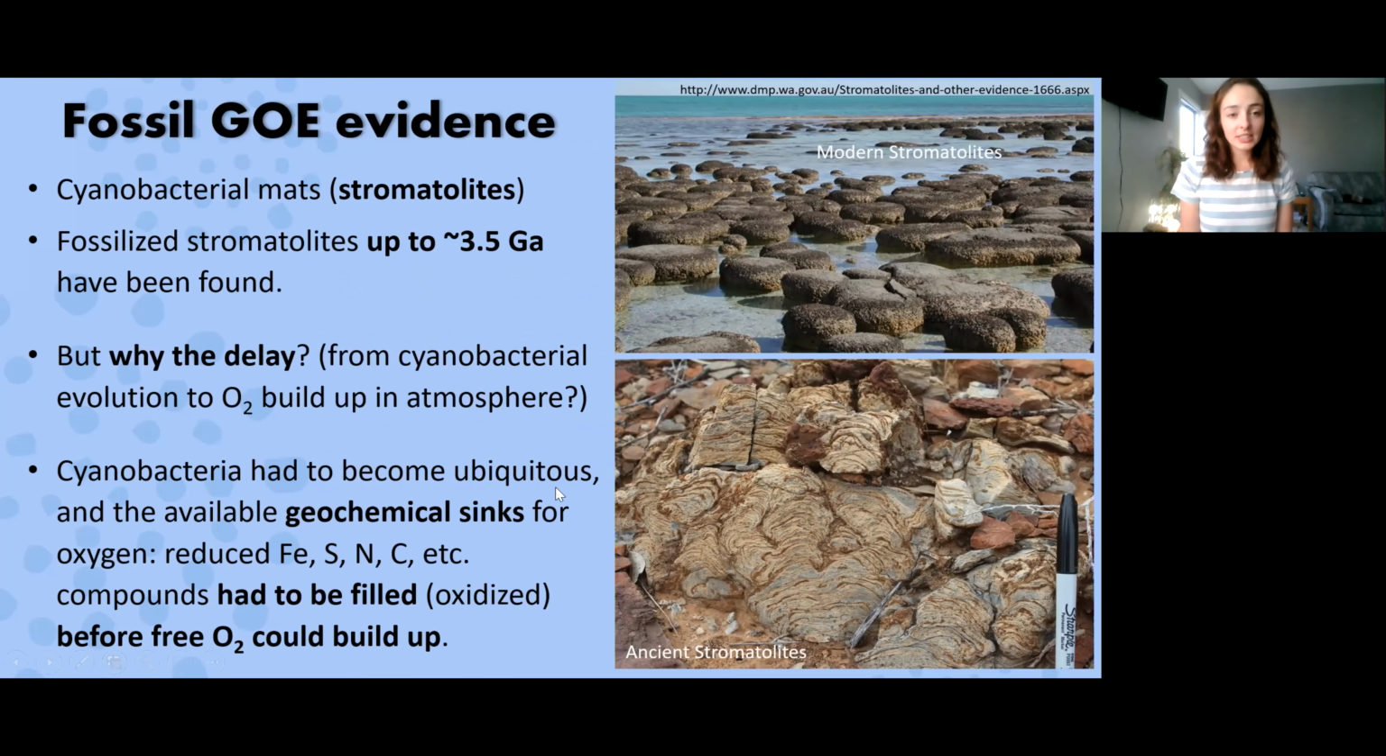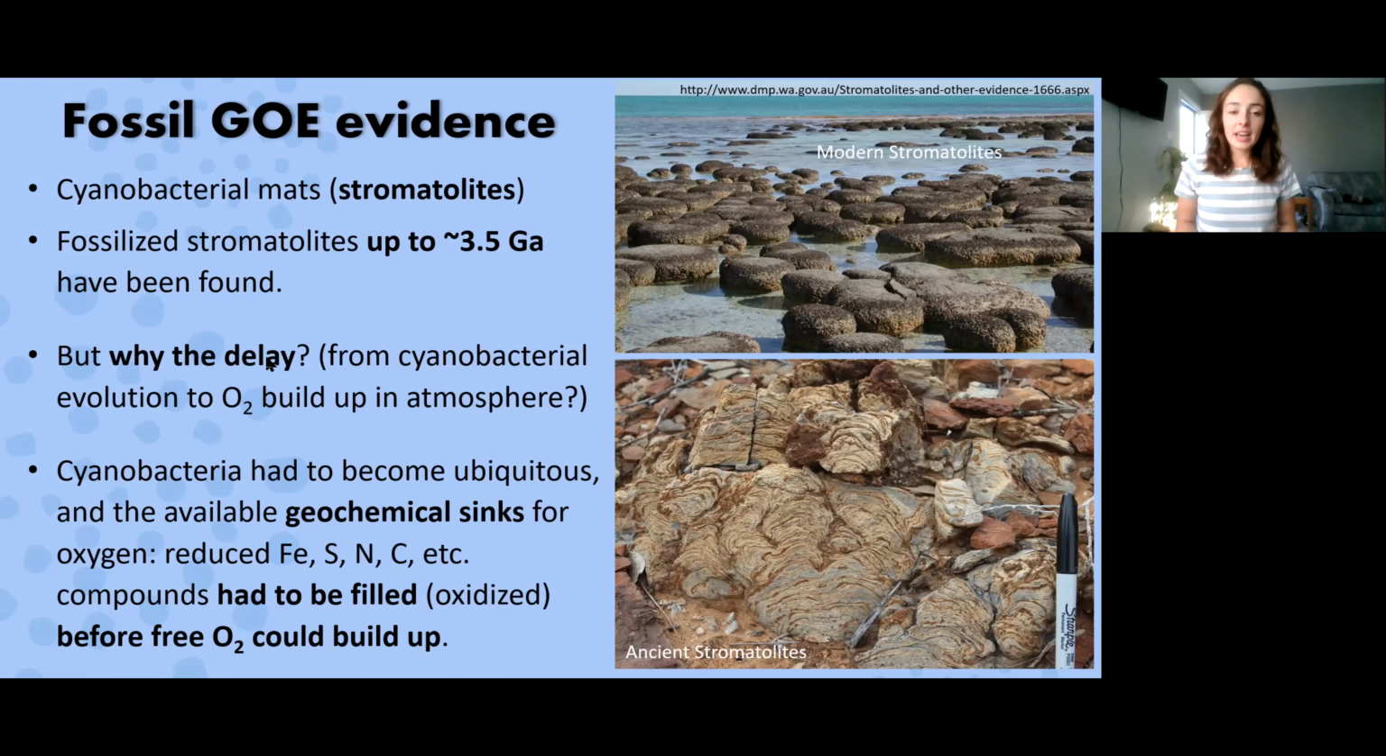In terms of fossil evidence for the GOE, we mainly have the stromatolites, like I was showing you, or the fossilized cyanobacterial mats. We have other fossilized evidence, but this is what I'm going to focus on today. The fossilized stromatolites have been found to be up to 3.5 billion years old. This raises the question: if stromatolites, or in this case the cyanobacteria that formed them, were around long before the interval in which the GOE occurred, around 2.4 to 2.2 billion years ago, then why didn't the oxidation event occur way earlier?